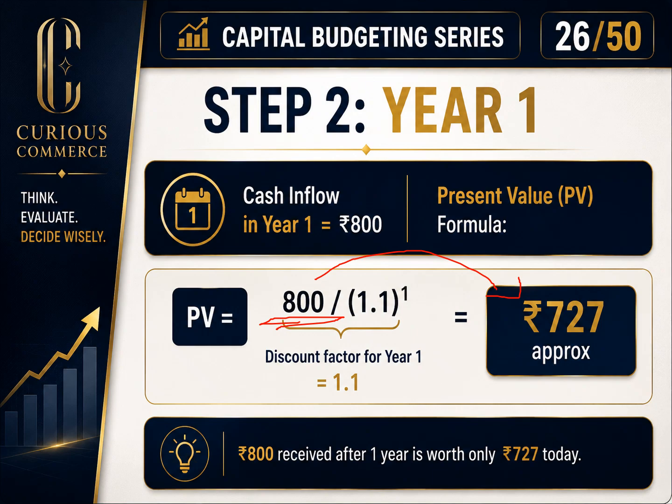Why is it reduced? Because of the time value of money. Suppose someone says, I will give you 800 rupees after 1 year. Would you value it the same as 800 today? No, because of inflation, uncertainties, investment opportunities. Hence, discounting is necessary. Now, the first year present value is complete. Now, we move towards the second year.